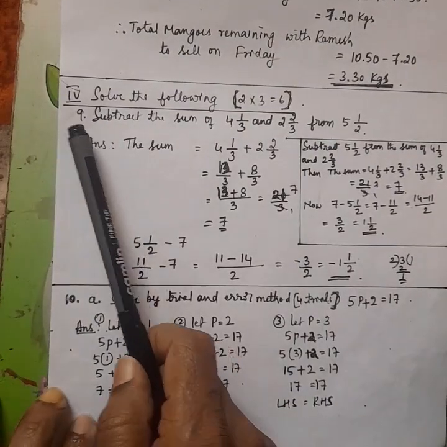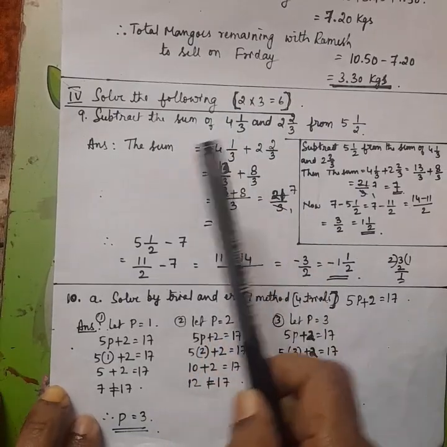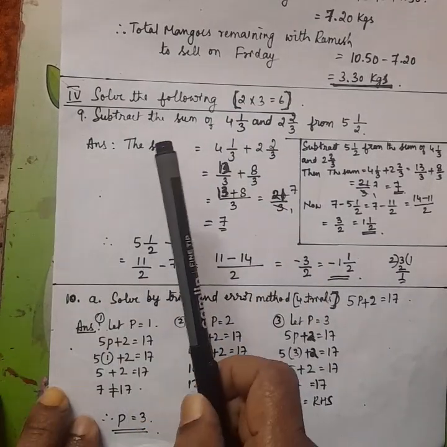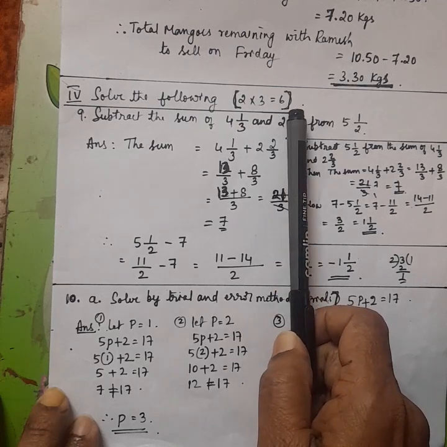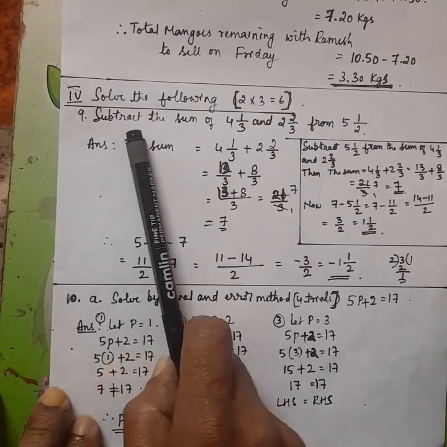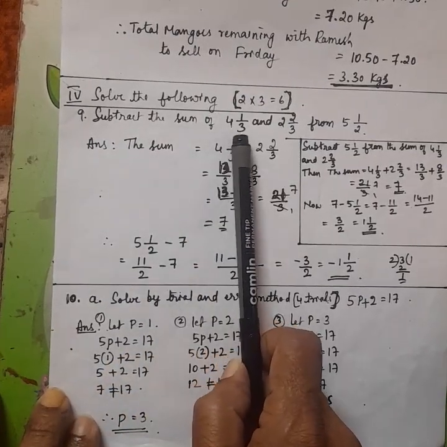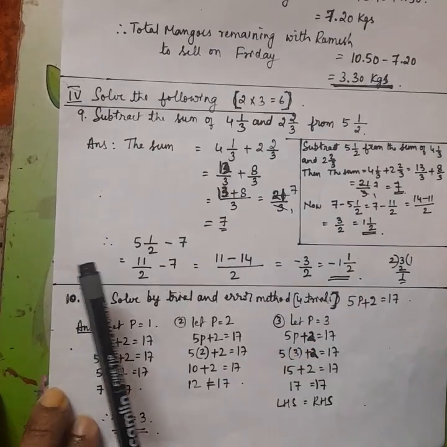Now the next question, fourth main. Solve the following. Now we have two questions for this, each carrying 3 marks, that is 6 marks for this main. Now what is the question? Number 9. Subtract the sum of 4 1 by 3 and 2 2 by 3 from 5 1 by 2.